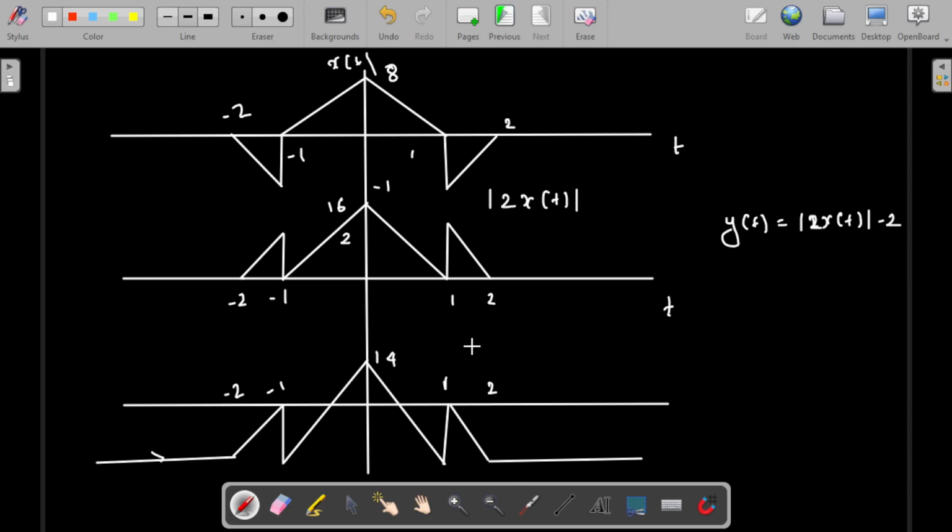So this value is nothing but 2 x of t mod minus 2. So this is y of t. Okay, so here, if you see, we have done amplitude scaling, we have done modulus, we have subtracted a DC value. So all the operations that we have dealt with so far, I have completed in a single graph. So this is how we need to practice the question.